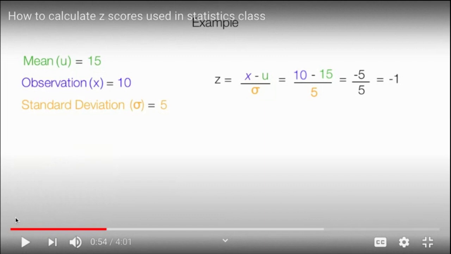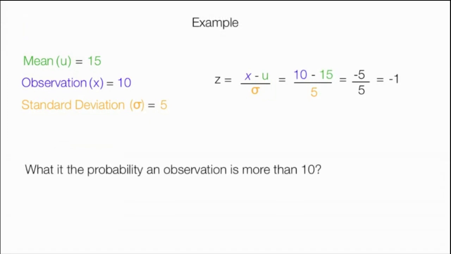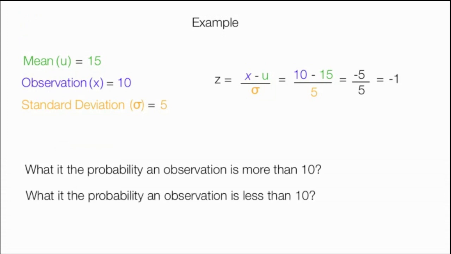And I'm just going to remind everybody, z-scores can be negative. So don't be concerned if you get a negative result when you compute a z-score. Now I can ask, what is the probability an observation is more than 10? And also I can ask, what is the probability an observation is less than 10?